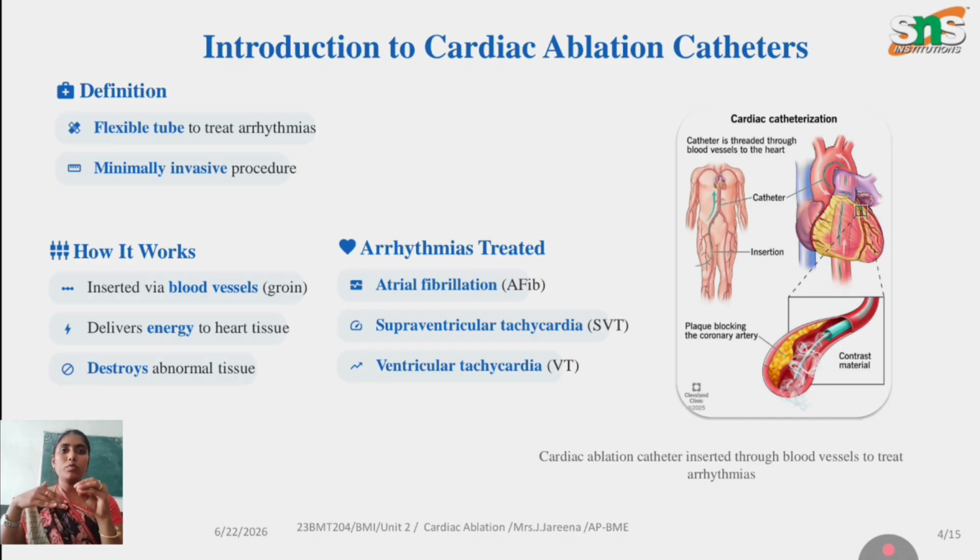This catheter is a flexible tube which is meant to treat the arrhythmias, and we insert it by a minimally invasive procedure through the blood vessel. Once it has been inserted, from the outside the physician sets the energy we want to deliver, good enough or strong enough to treat that abnormal tissue. Once the energy is set, it delivers the energy to the targeted tissue, and finally it will destroy the abnormal tissue which leads to the abnormal heart rhythm, that is, the arrhythmia. Different types of arrhythmias can be treated by this method. One such is atrial fibrillation, supraventricular tachycardia, ventricular tachycardia.